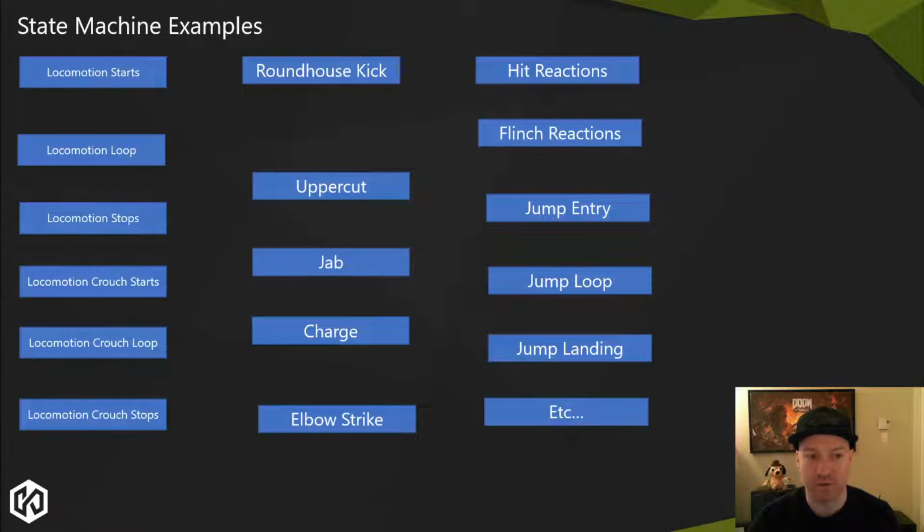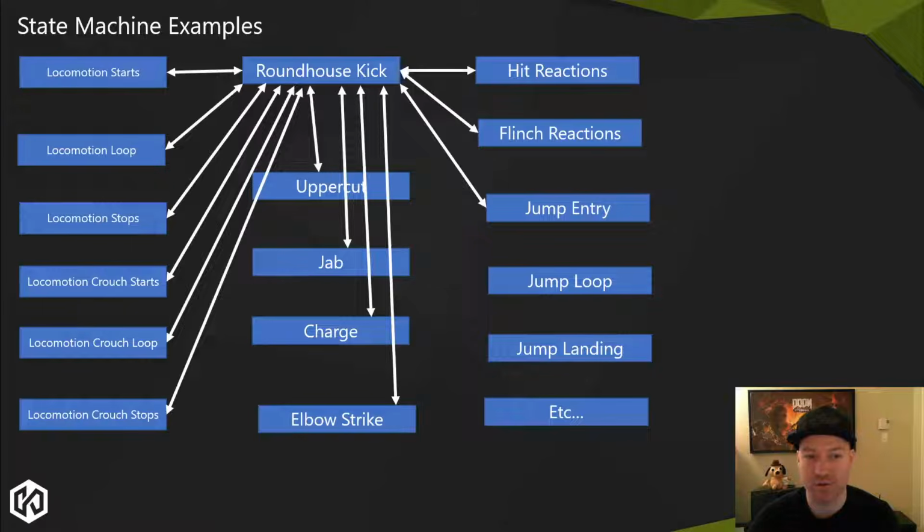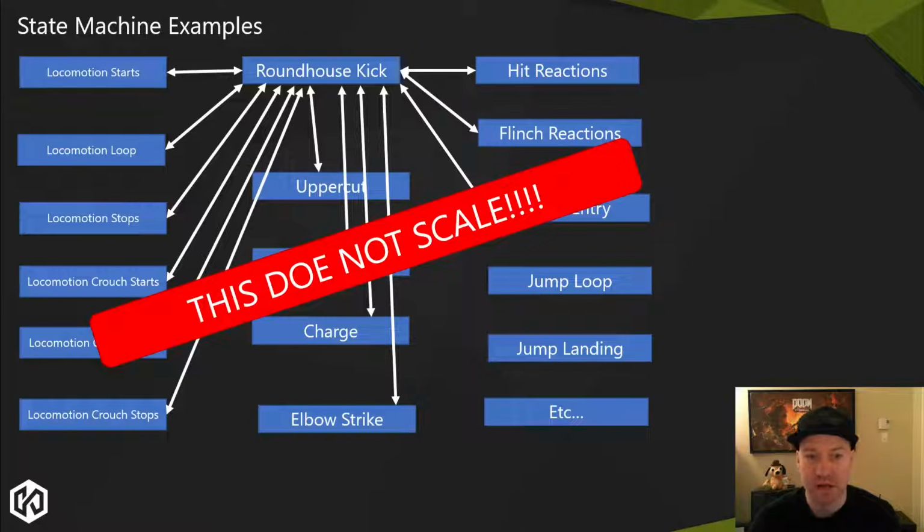So for example, a very simple setup here: you've got your locomotion, you've got your attack states, hit reaction states, your jump states, those sort of things. And then you start your transition stuff and you end up with a mess like this. This doesn't work. This just doesn't scale. And I think a lot of people got to this stage, realized it doesn't scale, and then just wrote off state machines entirely.